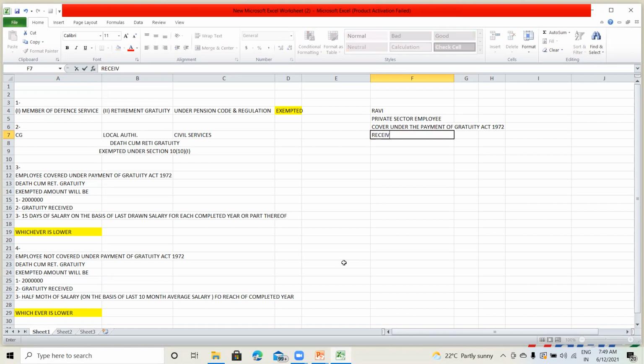He received gratuity of 15 lakh rupees. He received the amount of gratuity, 15 lakh rupees.